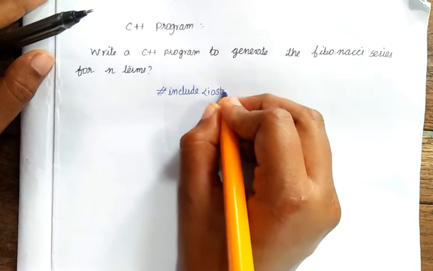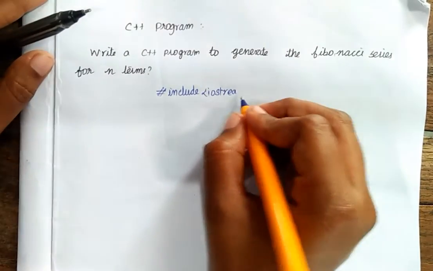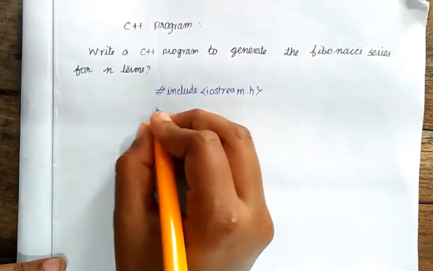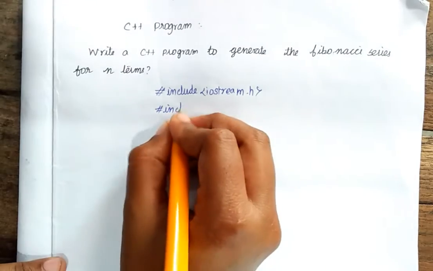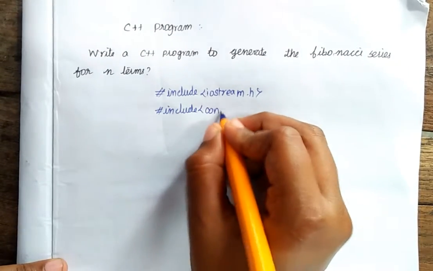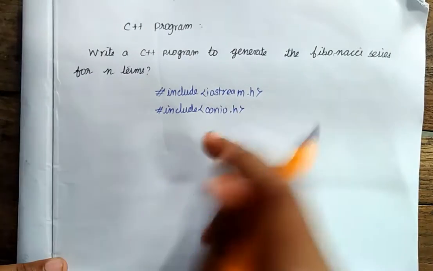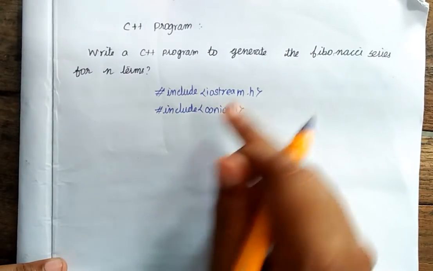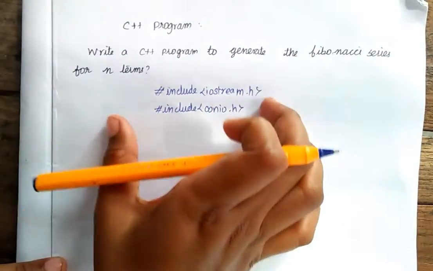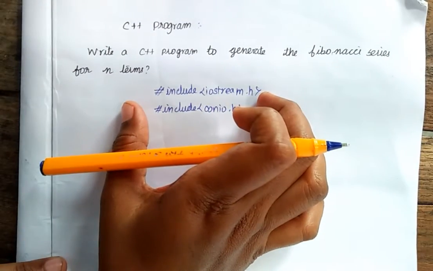iostream.h, and then hash include conio.h. It's a consolidated input and output, and it is the input output stream.h. The input and output streams can be used with both of these header files.